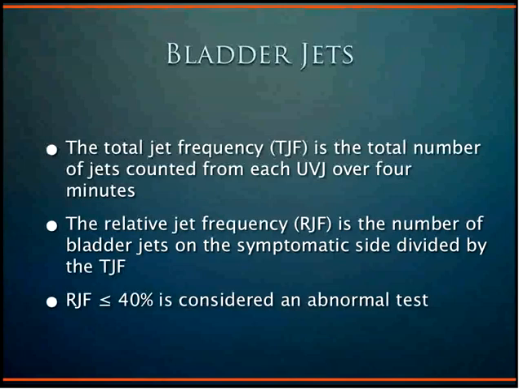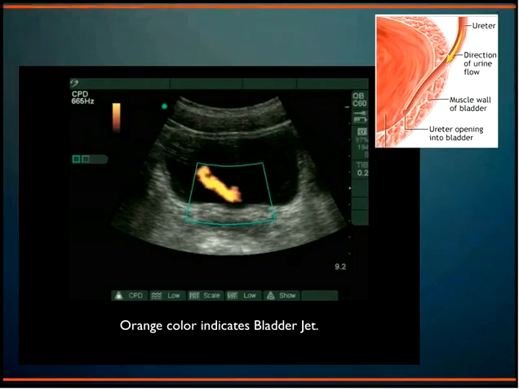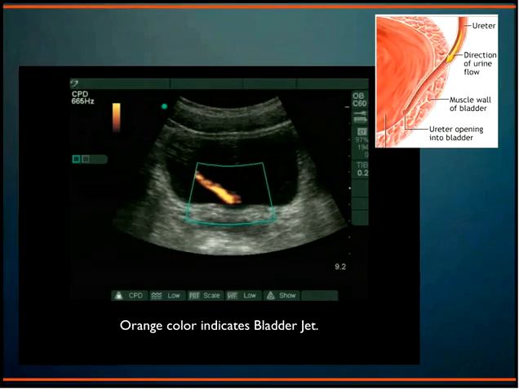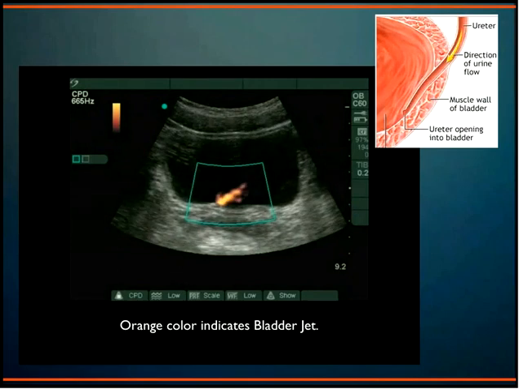If the relative jet frequency is less than 40%, it's considered an abnormal test, and a CT urogram should be considered for an obstructing ureteral calculus. This is an example of a bladder jet seen coming from the left orifice and then the right orifice. The orange color indicates the bladder jet.